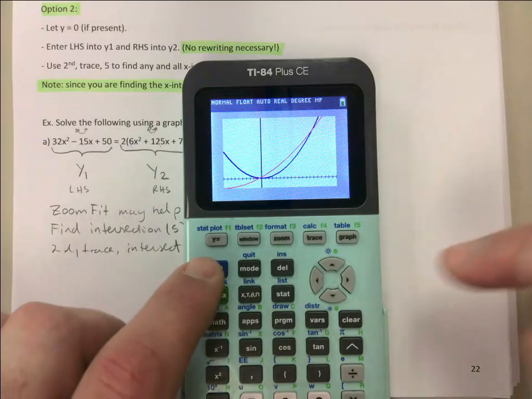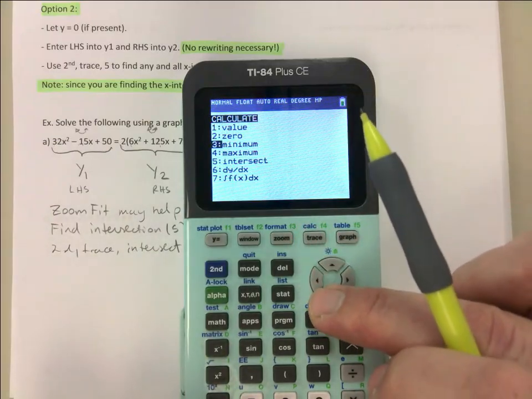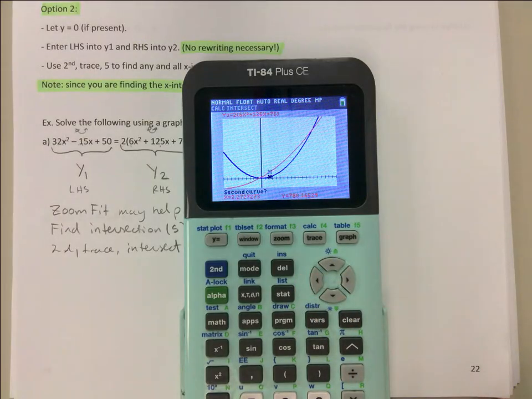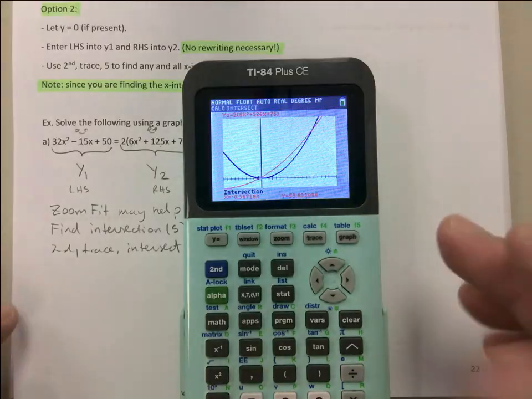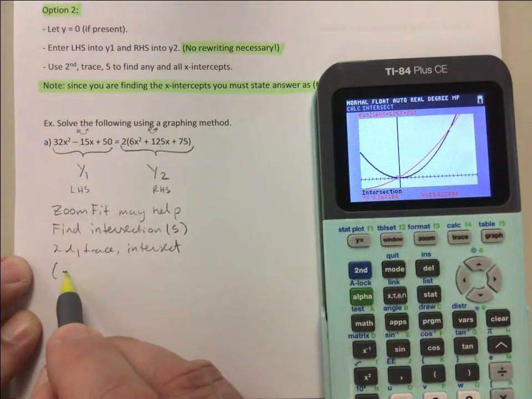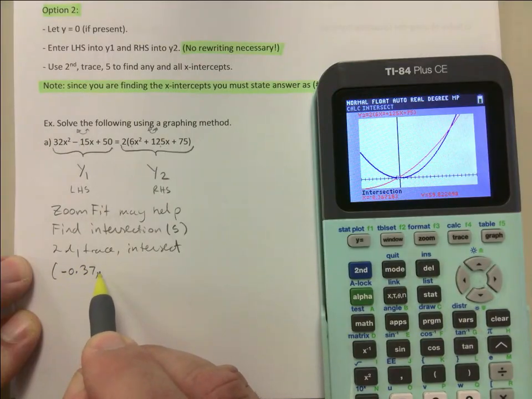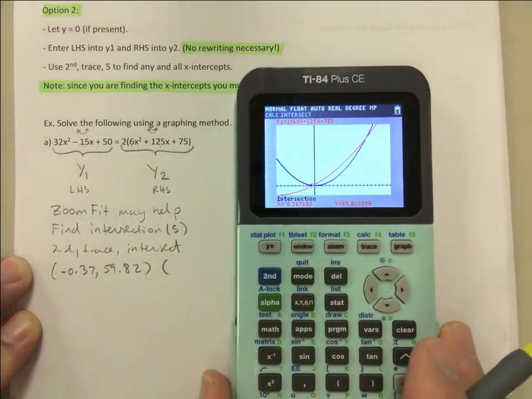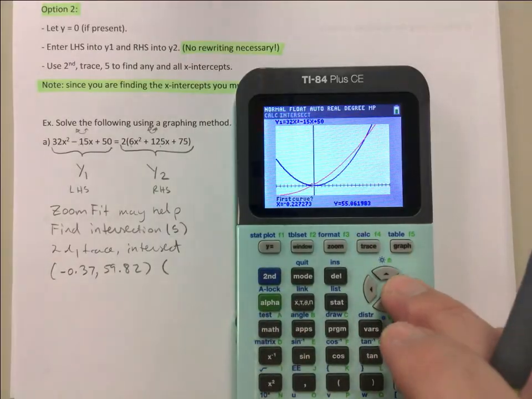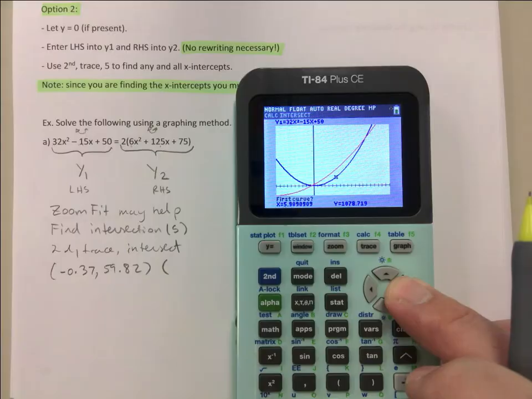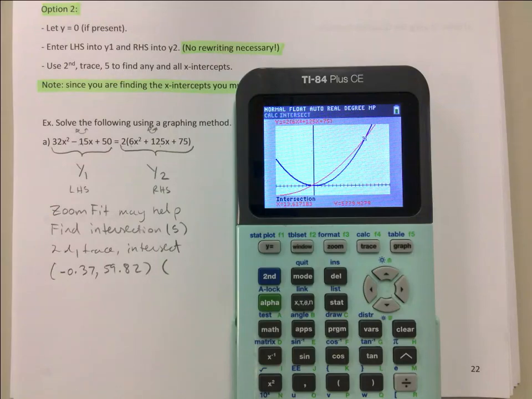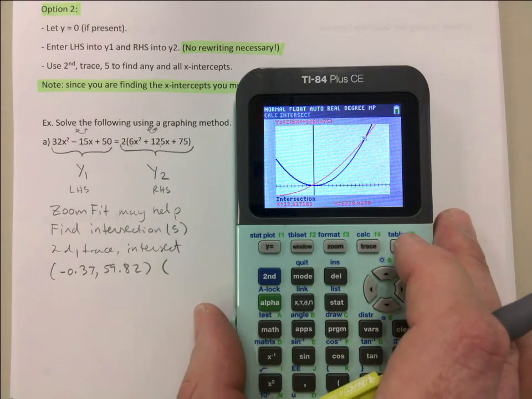Okay? So you go second, trace, intersect, go closer to the first one, hit enter 3 times. Enter, enter, enter. And there's your coordinate. Write it down. Negative 0.37, 5982. And the other one, second trace 5. Let's go over to it. Enter, enter, enter. That's 1362, 5,779.